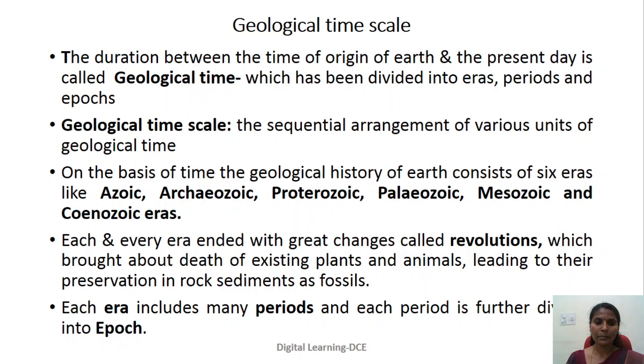On the basis of time, the geological history of Earth has been divided into 6 eras like Azoic, Archaeozoic, Proterozoic, Paleozoic, Mesozoic and Cenozoic eras. Each and every era ended with great changes called revolutions, which brought about death of existing plants and animals, leading to their preservation in rock sediments as fossils. Each era includes many periods, and each period is further divided into epochs.